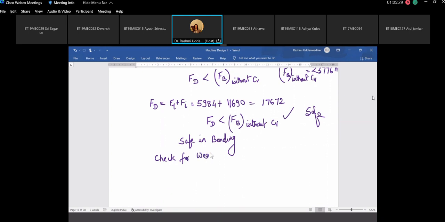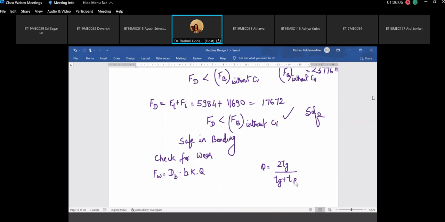What is the formula? FW is the pitch circle diameter dP into the face width B into K into Q. dP and B are known. Q depends upon the number of teeth on the gear and pinion, which you know. TP is 25, TG is 6 times 25. So Q you know.